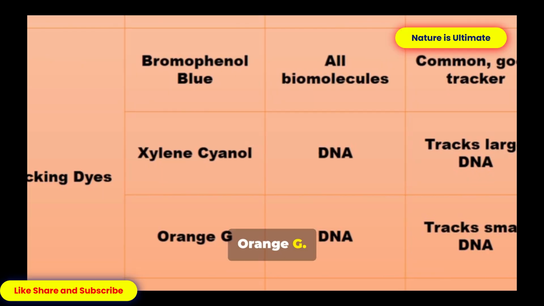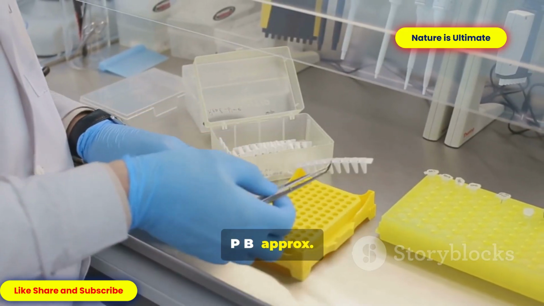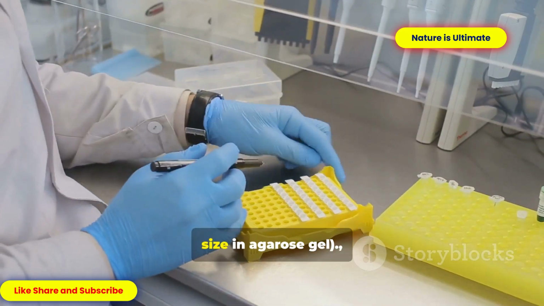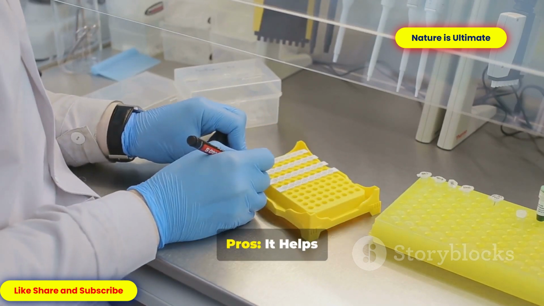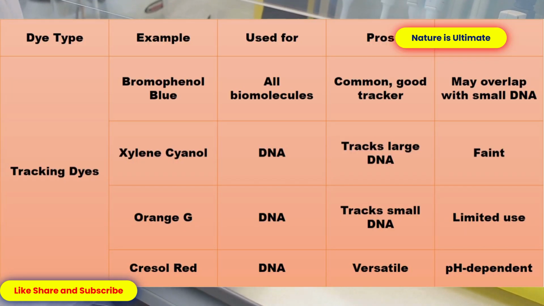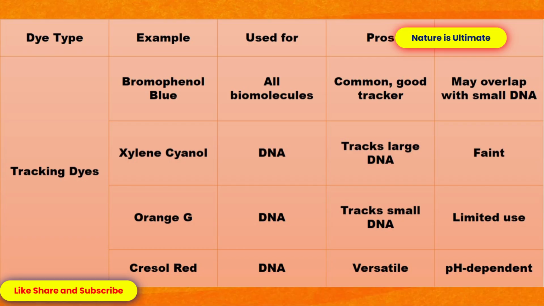Next, Orange G. Runs faster than BPB, approximately 50 base pair of DNA size in agarose gel. Pros: it helps track very small DNA fragments. Cons: it is not widely used, faint visibility.